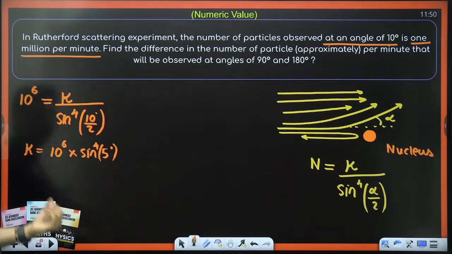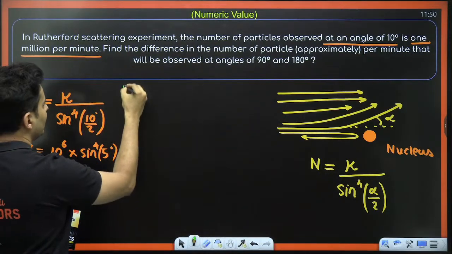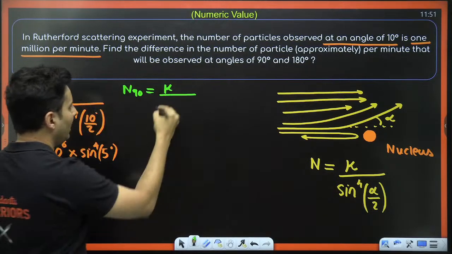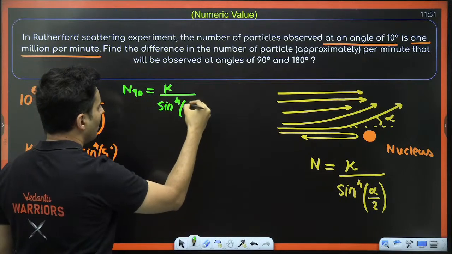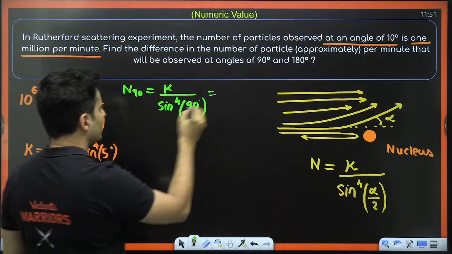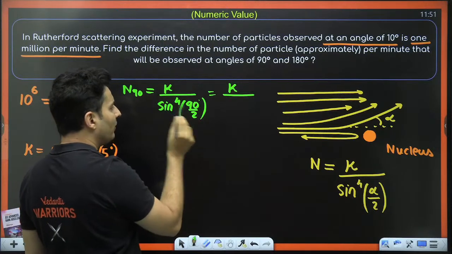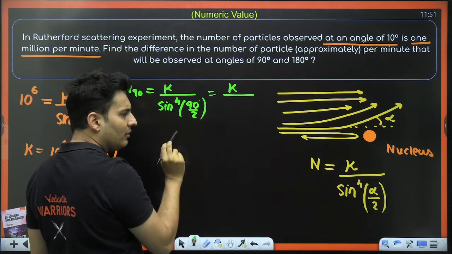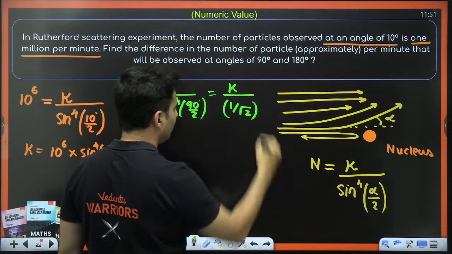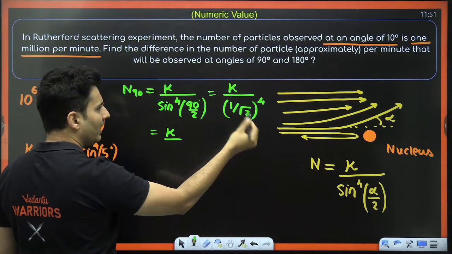Now, let's write it down for 90 degrees and 180 degrees. For 90 degrees, N90 will be k divided by sine raised to 4 of 90 degrees divided by 2. This k, I will keep it as it is for now, k divided by sine of 90 by 2, which is sine of 45. Sine 45 is 1 by root 2. 1 by root 2 whole raised to 4, which is k divided by 1 by root 2 square is 1 by 2.